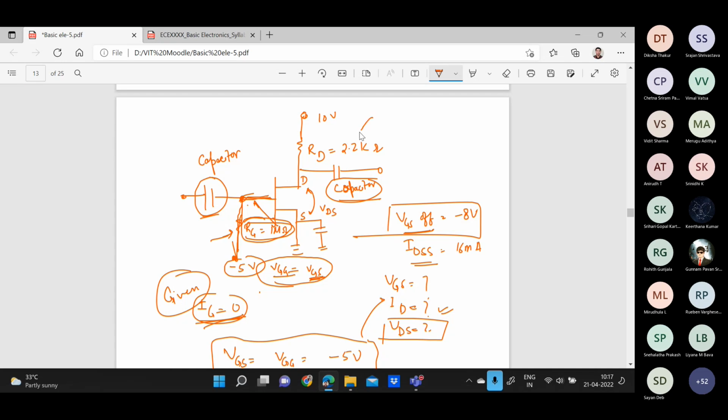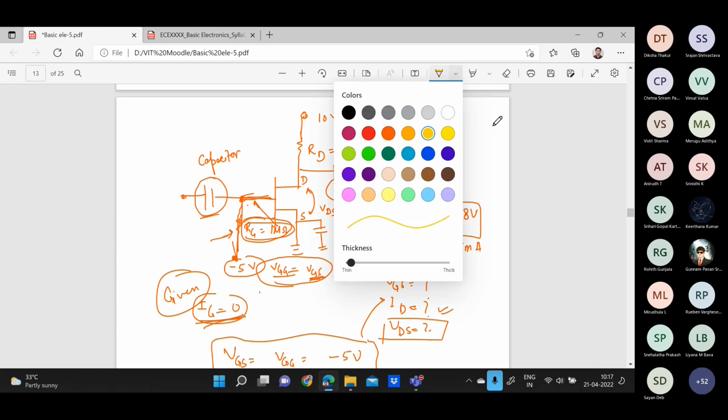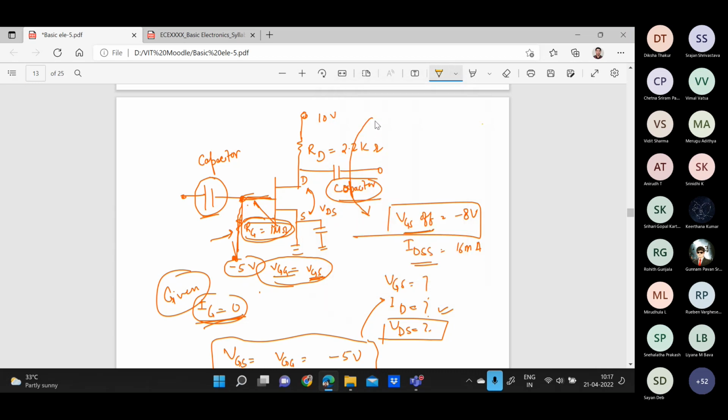Okay. So if I apply the loop here, I'm changing the color so it will be good. I am applying the loop here from top to bottom. While considering the DC analysis, you just skip this capacitor. Don't bother about it. So when you are applying the loop here, what you will get? The value of VDD is equal to VDS plus IDRD. Right? This is the VDD.